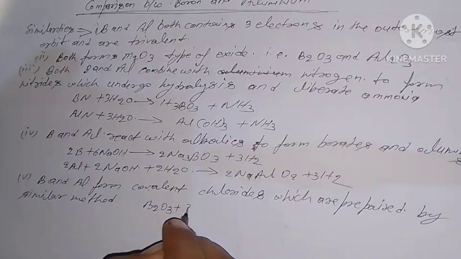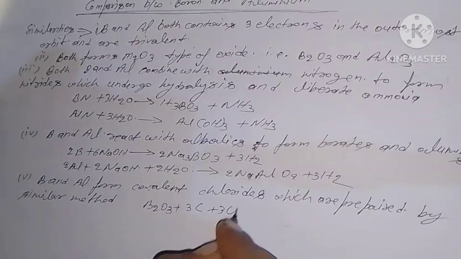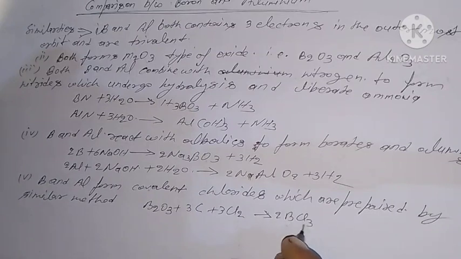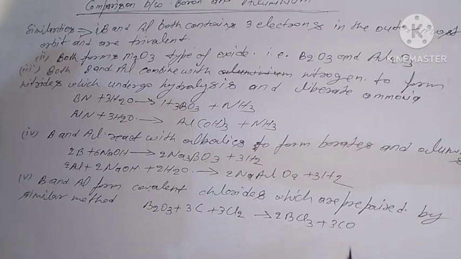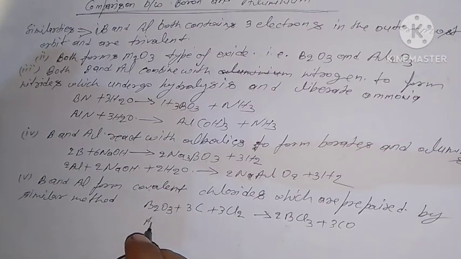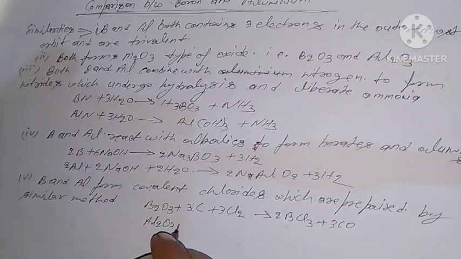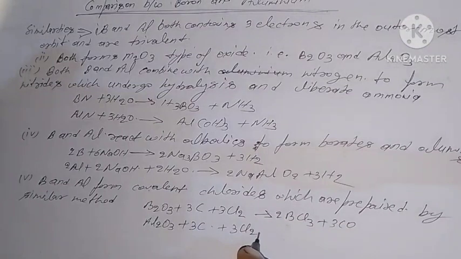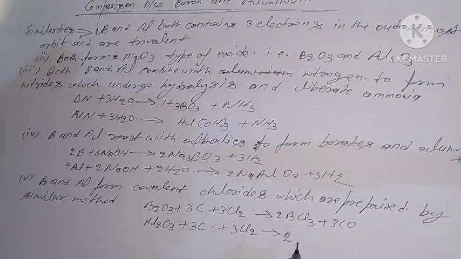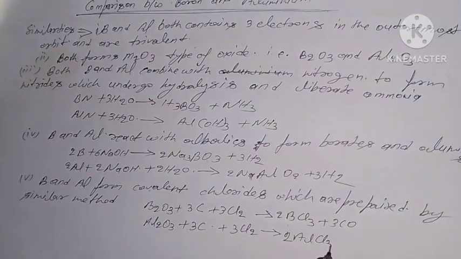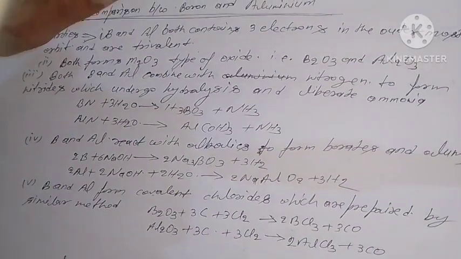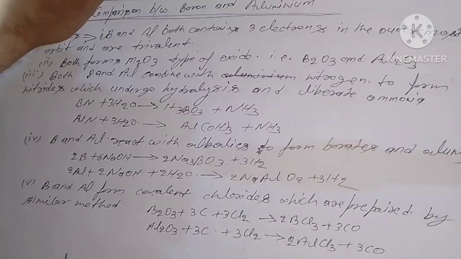B2O3 plus 3C plus 3Cl2 gives 2BCl3 plus 3CO, and Al2O3 plus 3C plus 3Cl2 gives 2AlCl3 plus 3CO. These chlorides are volatile and are readily hydrolyzed.